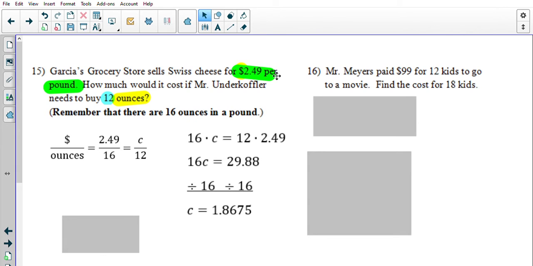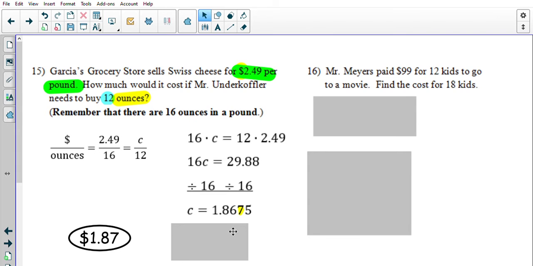Let's round this to the nearest cent since we're talking about how much it will cost. So 1.867, because this digit that I'm going to highlight here in yellow is 5 or above. The 6 is rounded up to a 7 and it will be $1.87, which makes sense. If we're talking about $2.49 for 16 ounces, 12 ounces should be less.